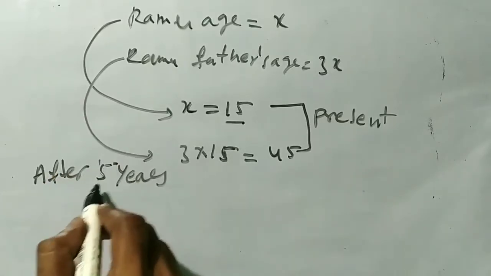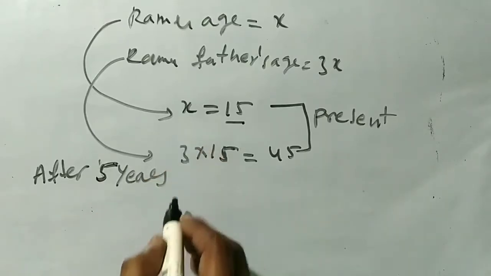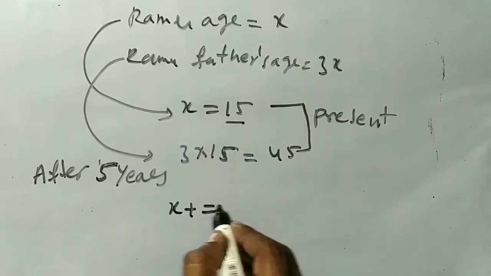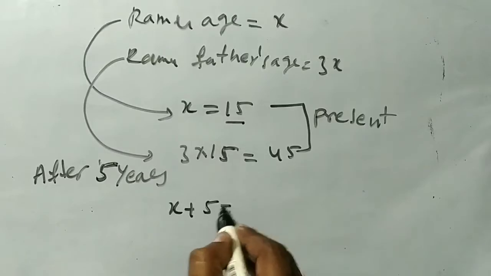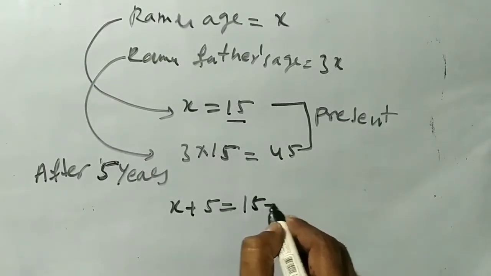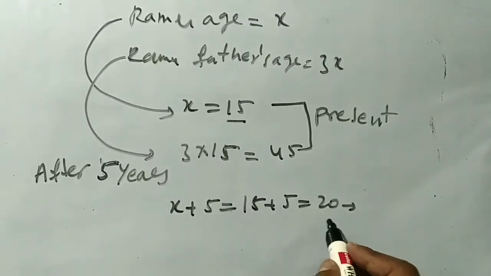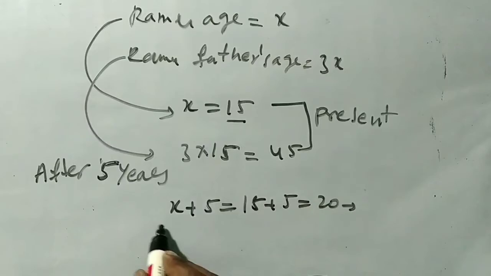we just have to add 5 years to the present ages. So x plus 5 is equal to 15 plus 5, that is 20. So 20 is the age of Ramu after 5 years, and the father's age is 3x plus 5.